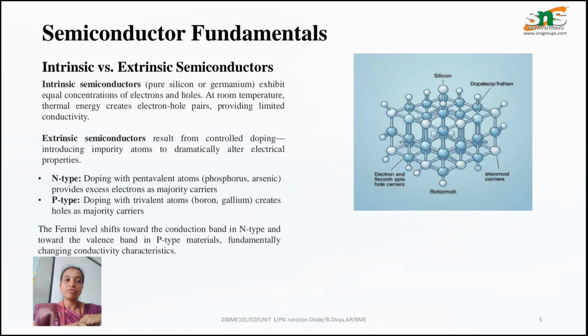Next is semiconductor fundamentals. As I told you already, we have the intrinsic and extrinsic types of semiconductor devices.